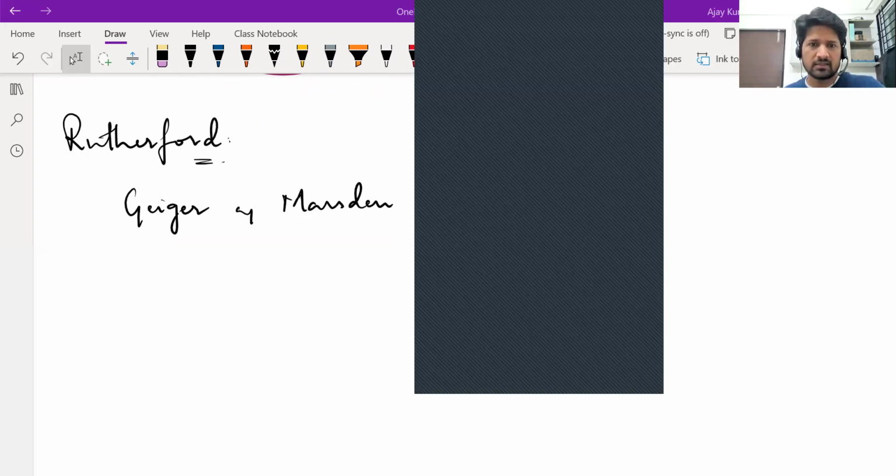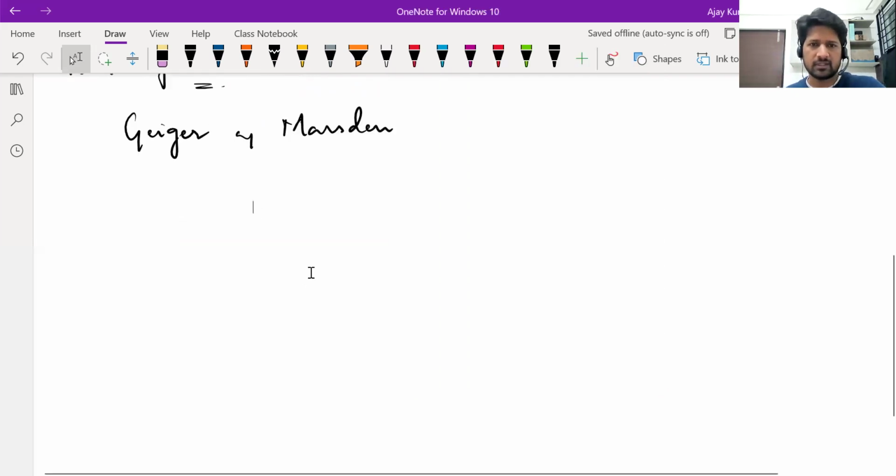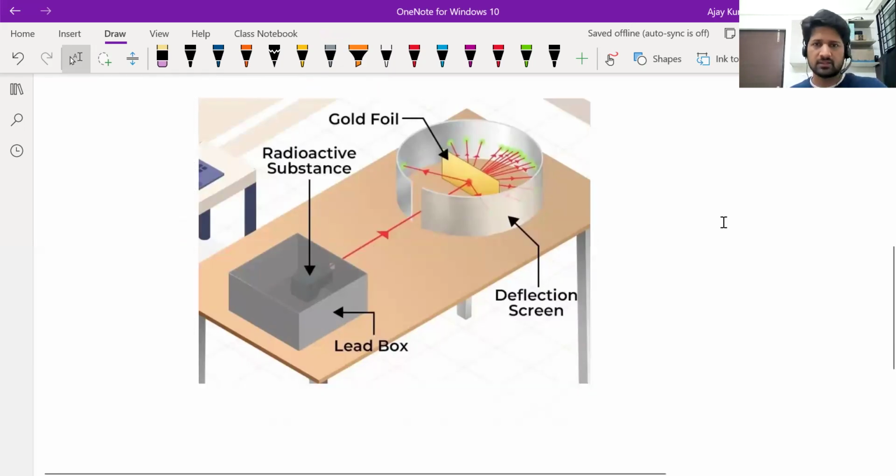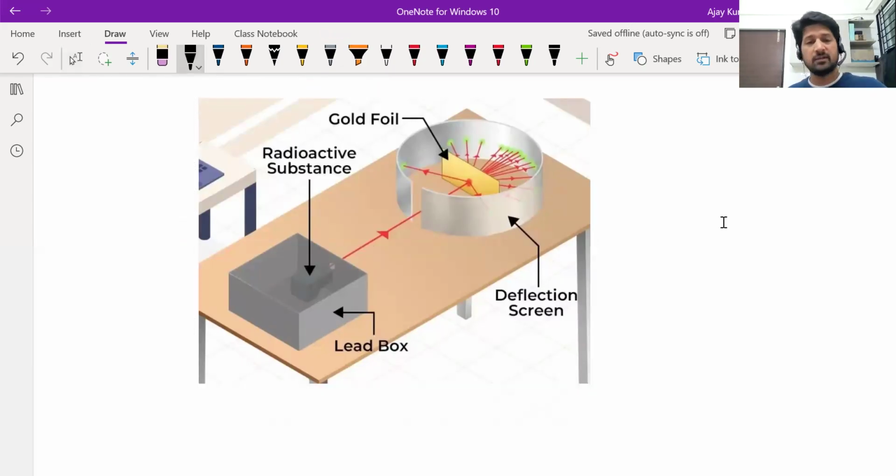So they considered an experimental setup like this. Using a radioactive substance, they created a stream of alpha particles. You will learn in the next chapter, nuclei, that radioactive substances undergo alpha decay. They emit alpha particles. So they created a stream of alpha particles, that is what we call an alpha ray, which was targeted towards a very thin gold foil. So basically the aim was to see what happens to the alpha rays, and based on that, explain what is present in an atom.